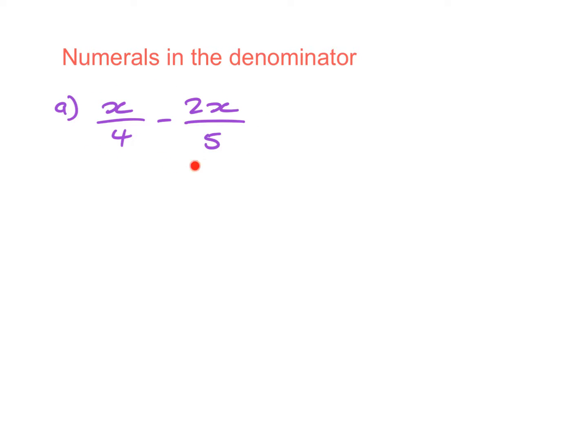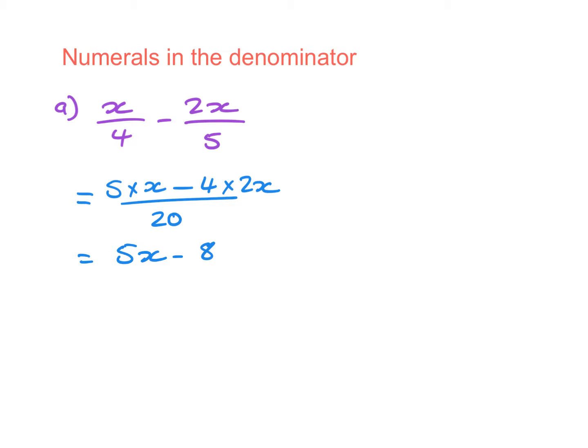Alright, well let's look at an algebraic fraction, and we're going to subtract over here, and we can see that our denominators in fact are numerals. So we can do something like this. Our lowest common denominator of 4 and 5 is going to be 20. 4 goes into 20 5 times, multiplied by x. Subtract 5 goes into 20 4 times, multiplied by 2x. This can be simplified down to 5x, subtract 8x, all over 20. And our answer therefore is going to be negative 3x all over 20.